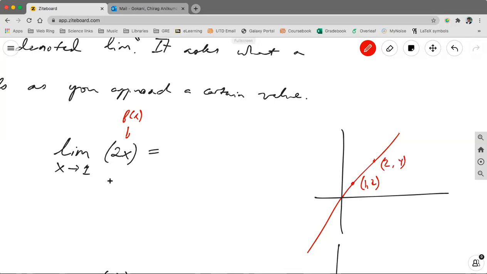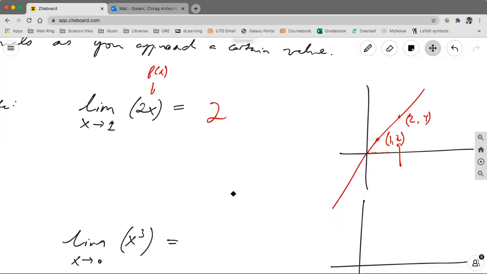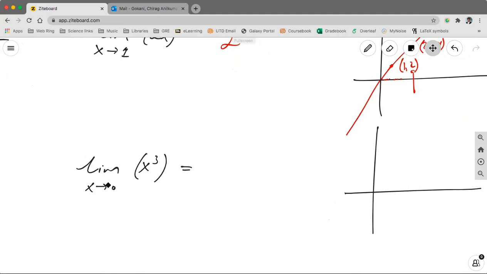Can someone tell me what the limit is as x approaches 1? As I approach x equals 1, what does my function value equal? 2. So the limit as x approaches 1 of the function 2x equals 2. That's how you would read this statement. This is an obvious claim, because there's nothing really fancy going on here. You don't even really need the notion of limit, but I'm just introducing it to you.